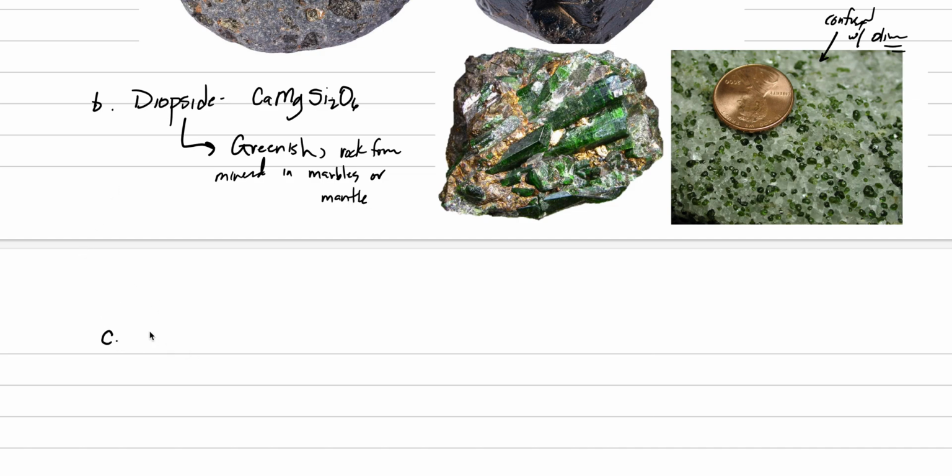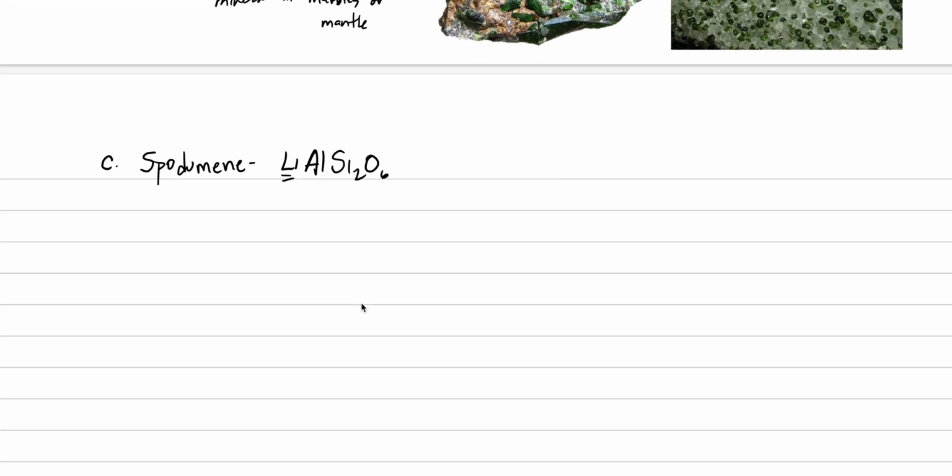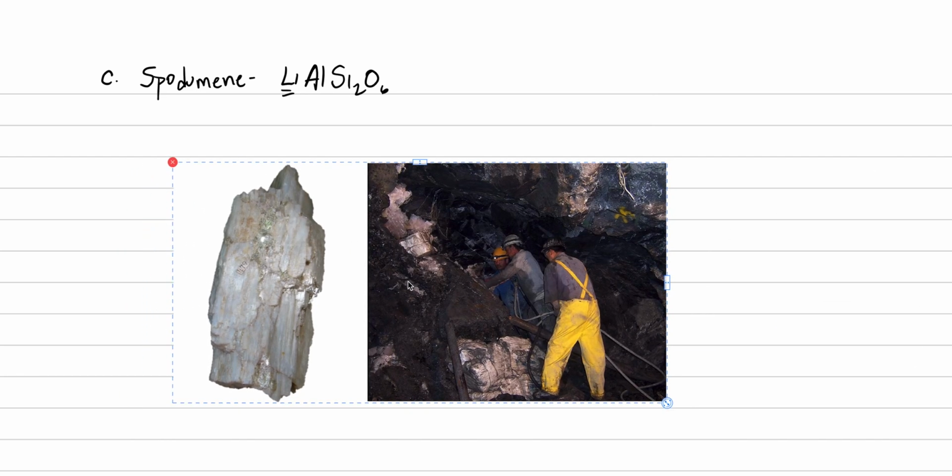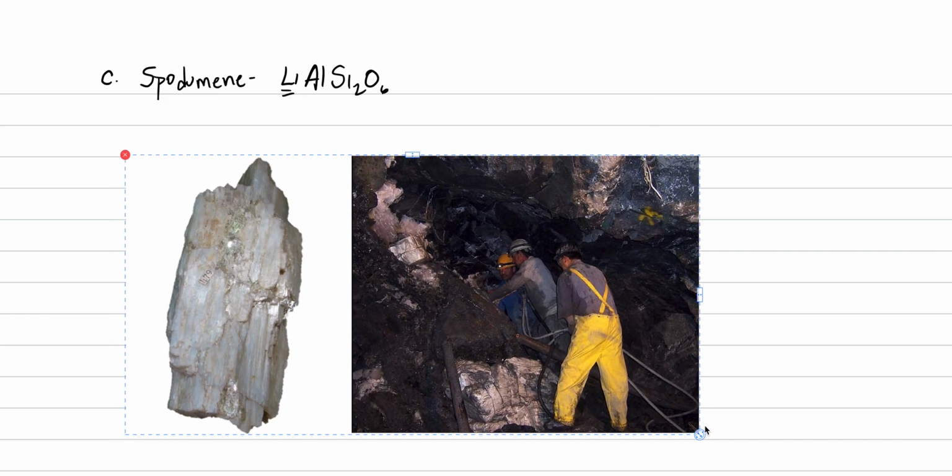Now next up on the list is spodumene. Spodumene is by far the rarest of these that we're going to look into, but it's important because it's a major ore of lithium. So it's LiAlSi2O6. Spodumene looks to me like petrified wood. So this picture here summarizes spodumene, I think, in some really nice ways.